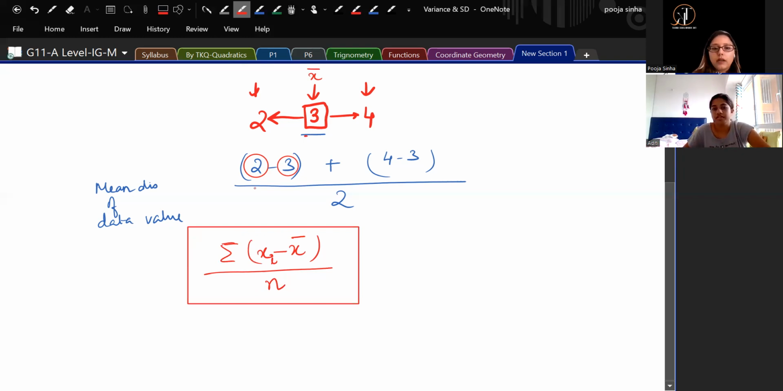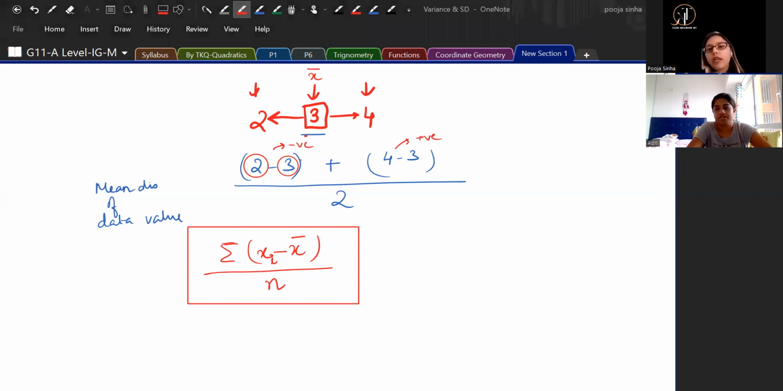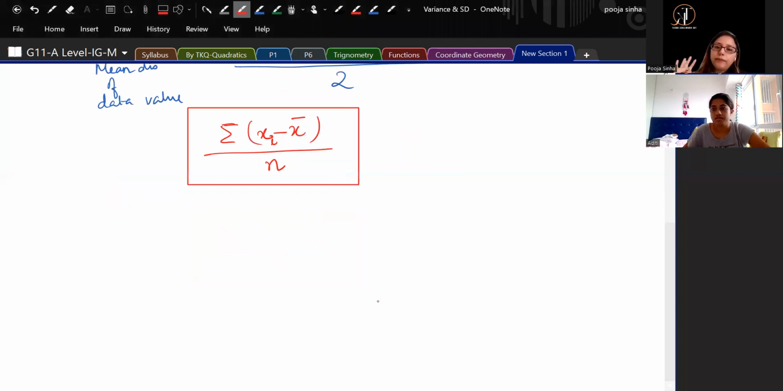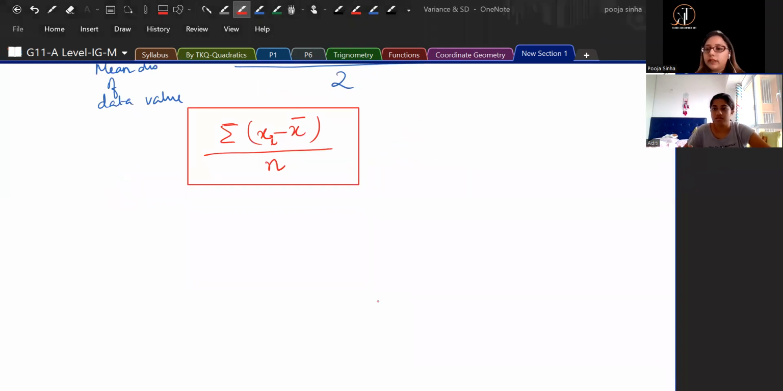What is the problem? 2 minus 3, I get a negative answer. 4 minus 3, I get a positive answer. So sometimes this negative and positive calculation doesn't give me a perfect picture. So what we do is we take the variance from this. We calculate variance because in variance we square it. Why are we doing that? Because these are measurements, and in measurements a negative answer is not right.